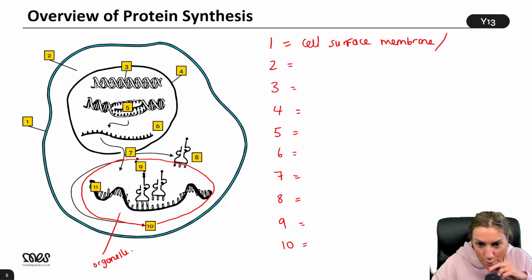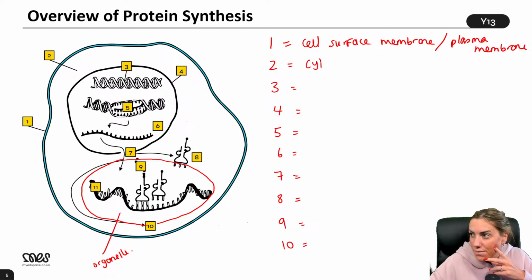Okay, so 1, cell membrane, or always better to say cell surface membrane if you can, or you could call it the plasma membrane of the cell. 2, good, the cytoplasm. 3, good, is the DNA. 4, very impressive.